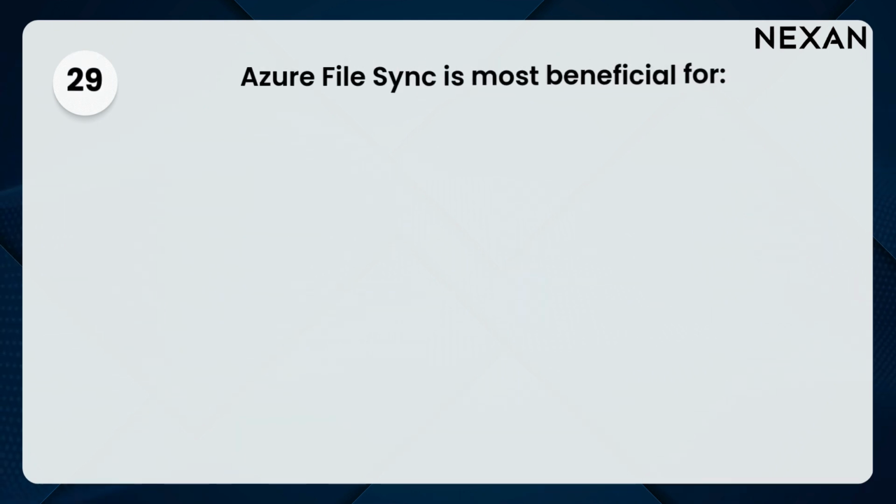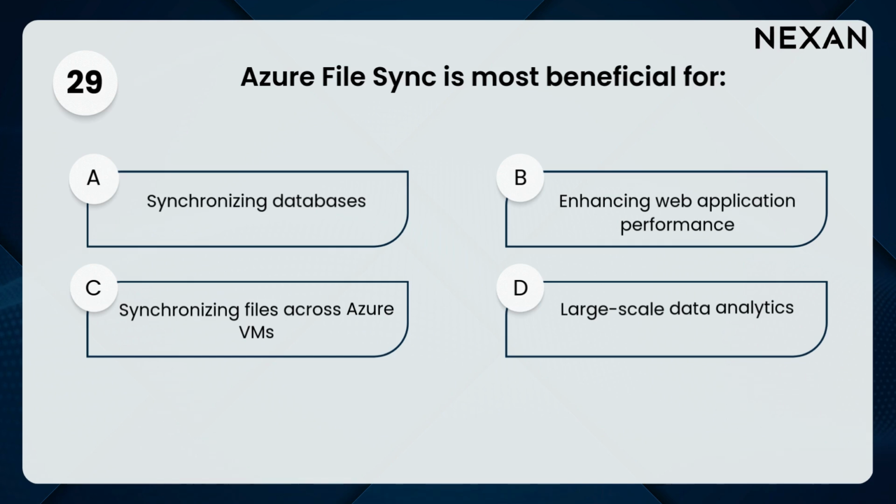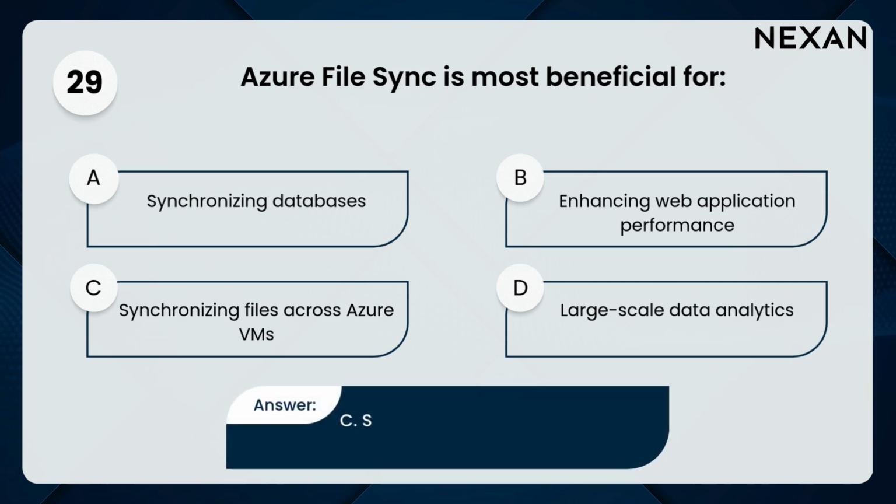29. Azure File Sync is most beneficial for A. Synchronizing databases, B. Enhancing web application performance, C. Synchronizing files across Azure VMs, D. Large-scale data analytics. Answer: C. Synchronizing files across Azure VMs.